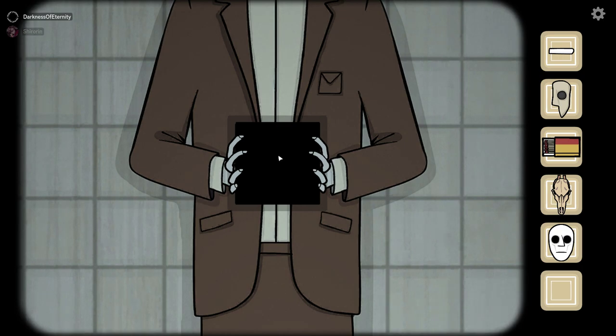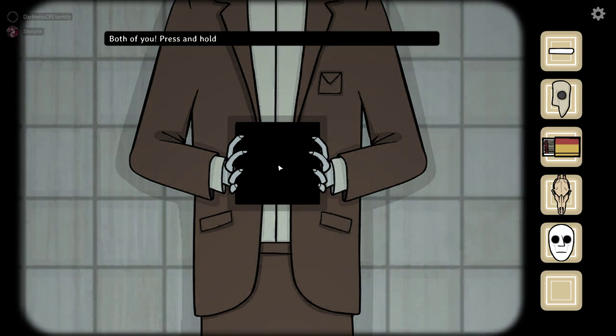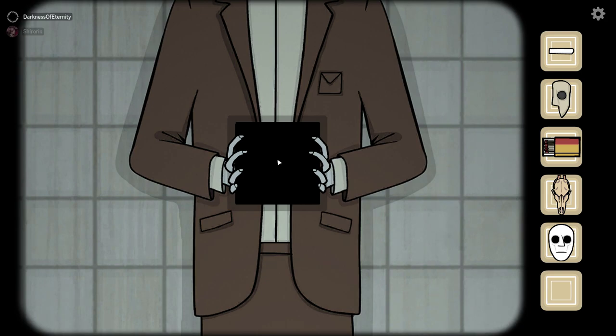You have to give him the black cube. Both of you, press and hold the middle of the cube for 10 seconds at the same time. Okay. Ready? Okay. 1, 2, 3, go.